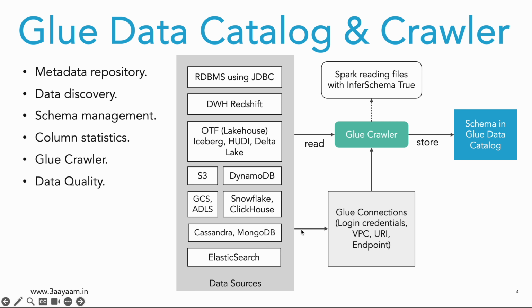Just a correction, I had mentioned in the earlier video that Glue connections are needed only for non-AWS resources or non-AWS data sources. That is not correct. Connections would be needed for AWS sources also. For example, VPC, the database endpoint, etc. The reason we need connections is because we provide VPC, security group, subnet, etc.